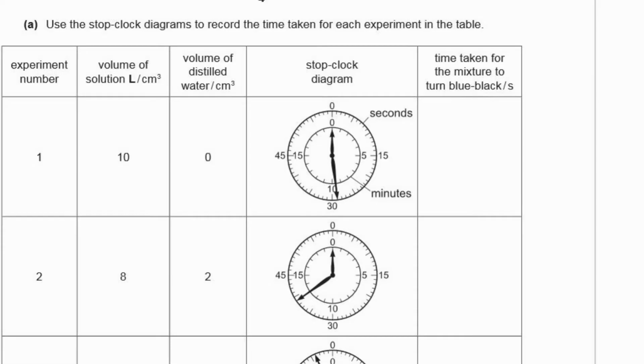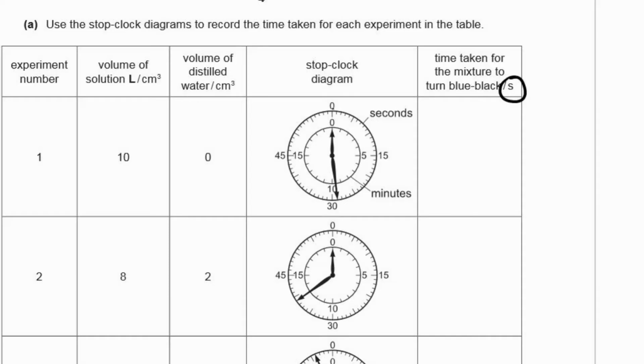A. Use the stop clock diagrams to record the time taken for each experiment in the table. Okay, so we have the experiment numbers down the side. It obviously doesn't all fit on the screen. Then we have volume of solution L, volume of distilled water, then the stop clock diagrams. The inner circle shows minutes. These two are at 0 minutes, so everything's in seconds. You always write your answer in seconds, especially if the top says seconds. Be very clear with that.